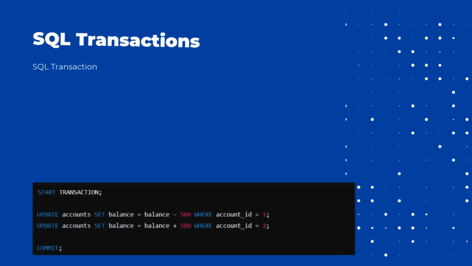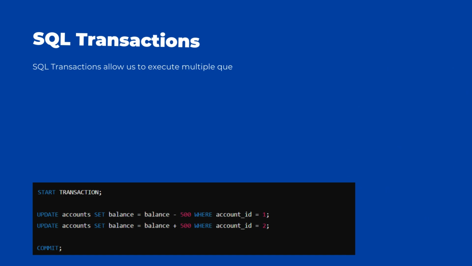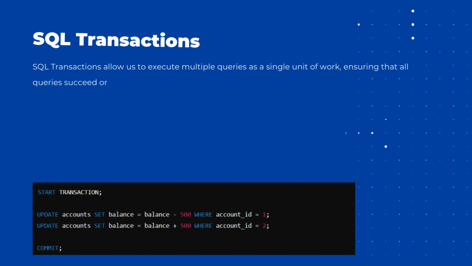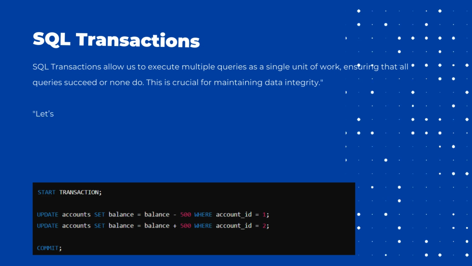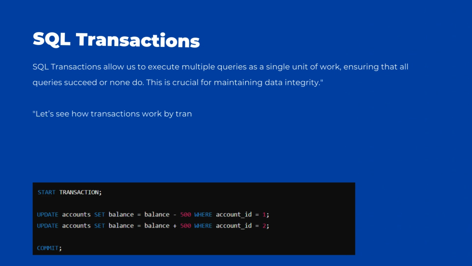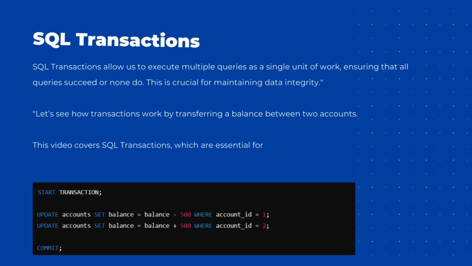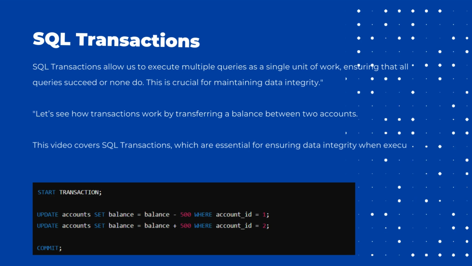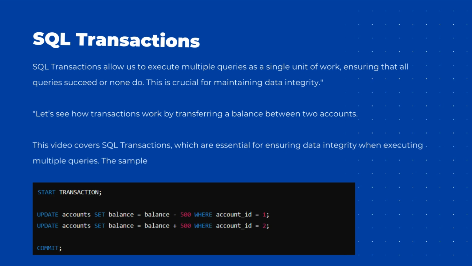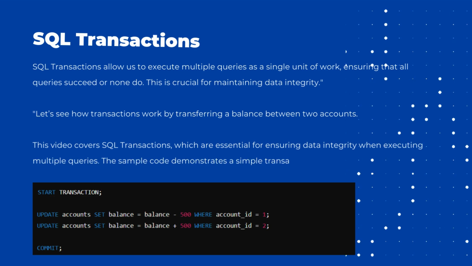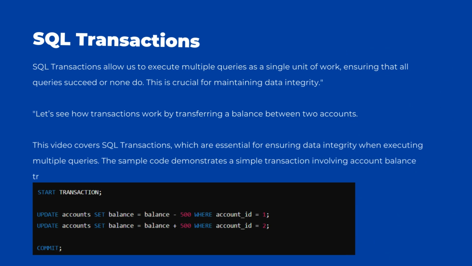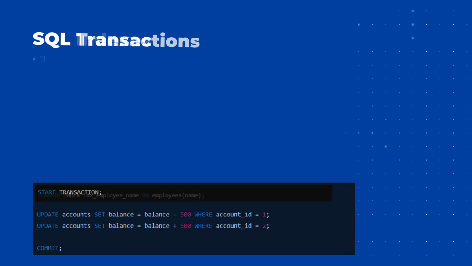SQL transactions allow us to execute multiple queries as a single unit of work, ensuring that all queries succeed or none do. This is crucial for maintaining data integrity. Let's see how transactions work by transferring a balance between two accounts. This video covers SQL transactions, which are essential for ensuring data integrity when executing multiple queries. The sample code demonstrates a simple transaction involving account balance transfers.